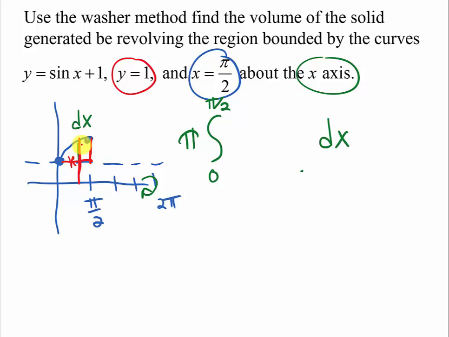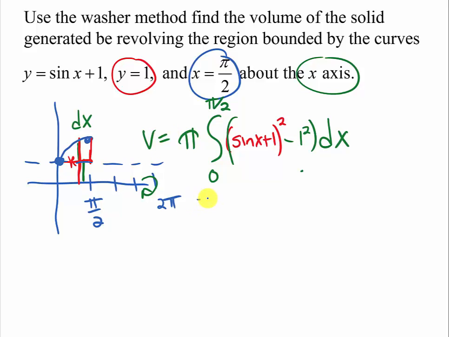That's our big R. So we can see that's just the y value of this function, which is sine x plus 1. So it's going to be sine x plus 1, and that's our big R, so that needs to be squared. And then we're going to subtract off the area of the hole. That's our little r. That's right here. And we see that's always going to be a 1. No matter where your slice is, you're always going to be subtracting off that 1. So that's 1 squared. So there is our integral that will give us the volume of that region.